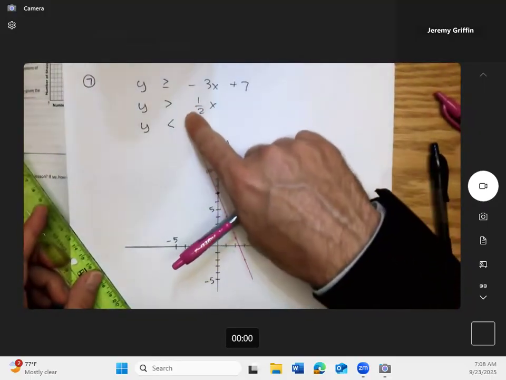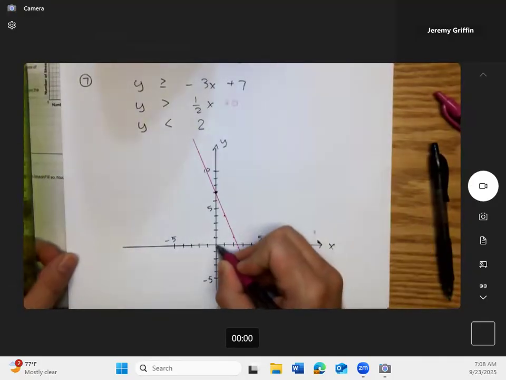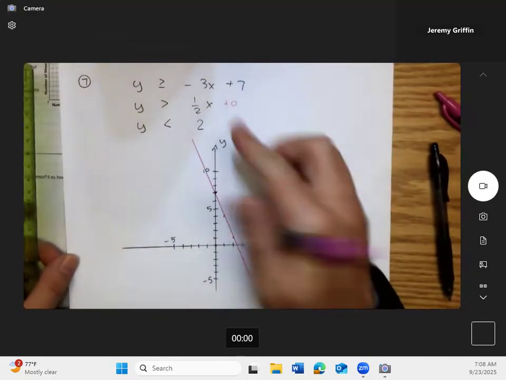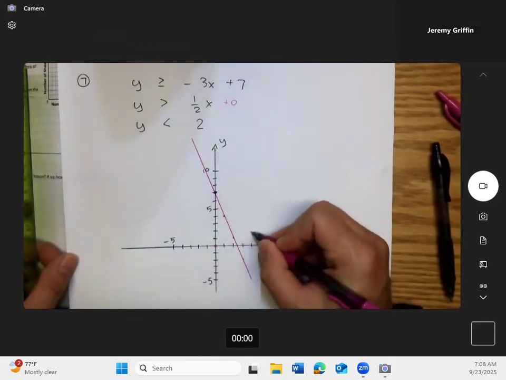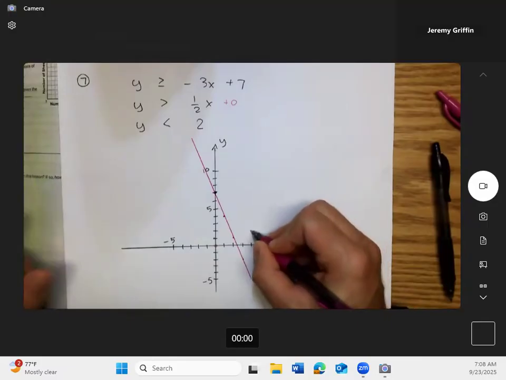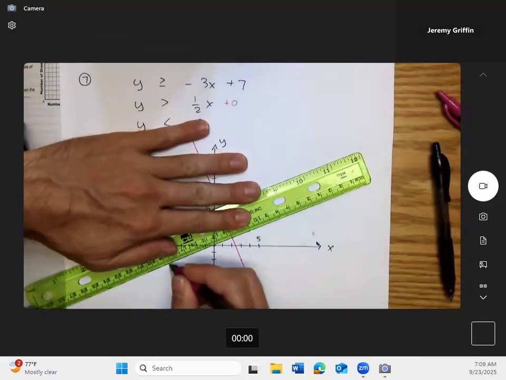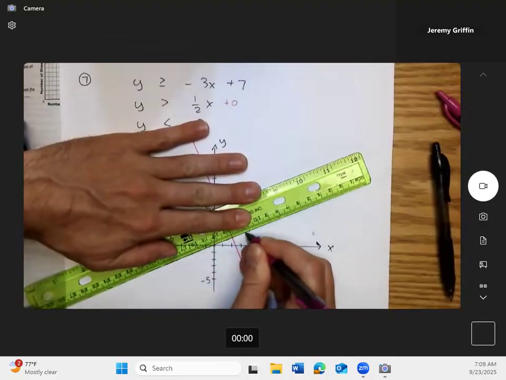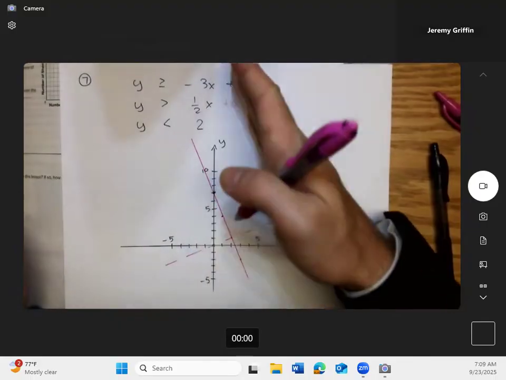Okay. Next one, one half x. Now one half x, you can say plus 0 if you like. So it goes to the origin. Okay. And then up 1 over 2 lands on this point. Then up 1 over 2 from there, and it's over here. Okay, you can keep going. But it is strictly greater than, so this would have to be dashed. So I'm going to dash, dash, dash, dash. Okay. So above this line, above this line.